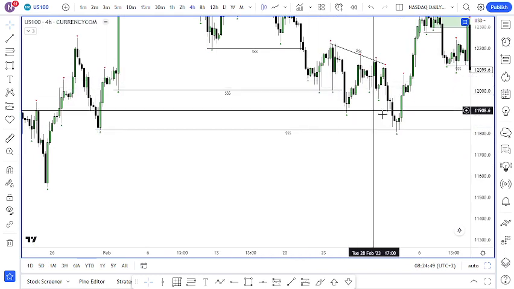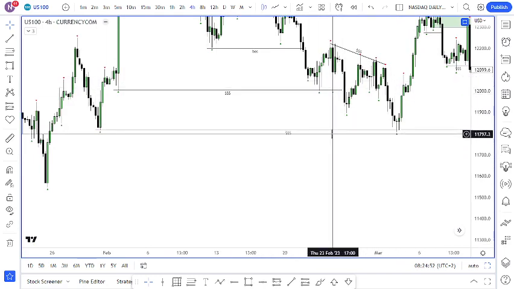So here low, then another low. So it's relative equal lows creating a support.